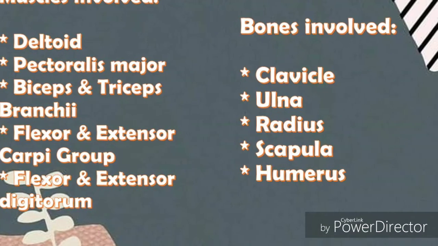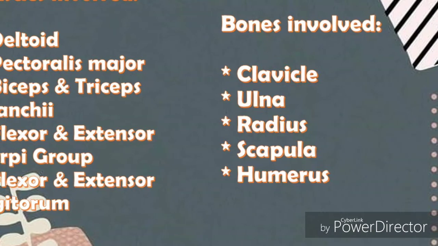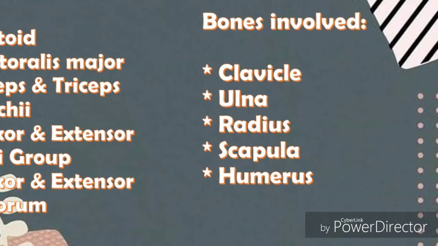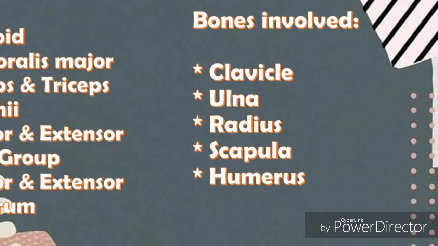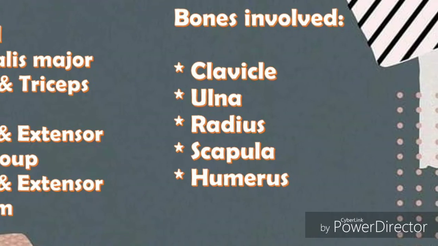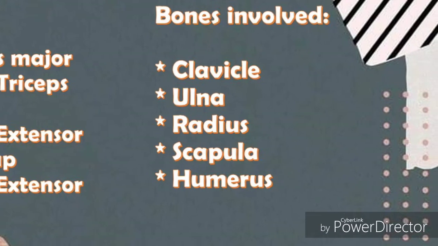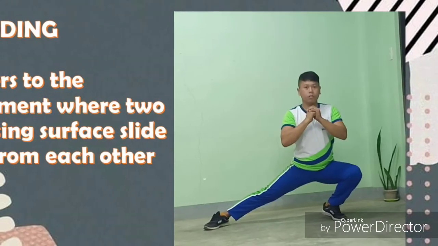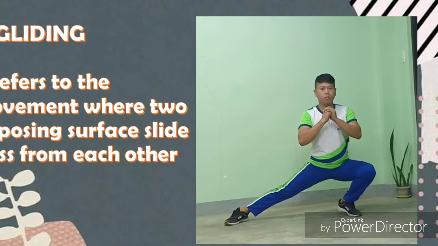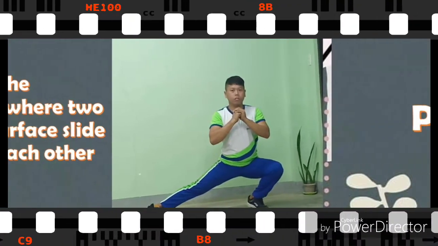Muscles involved are deltoid, pectoralis major, biceps and triceps brachii, flexor and extensor carpi group, flexor and extensor digitorum. Bones involved are clavicle, ulna, radius, scapula, humerus. The eighth movement is gliding. This refers to the movement where two opposing surfaces slide past each other.